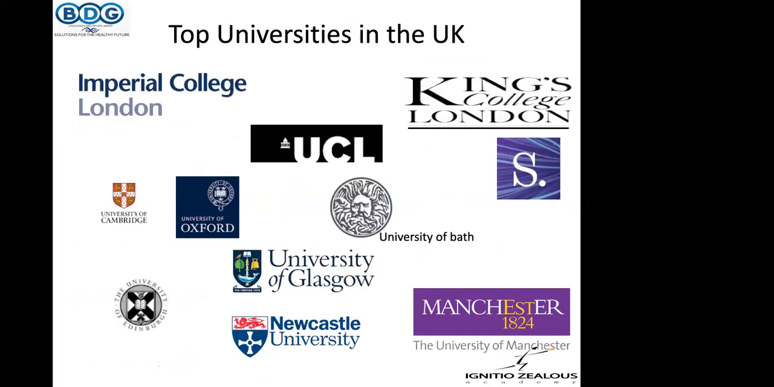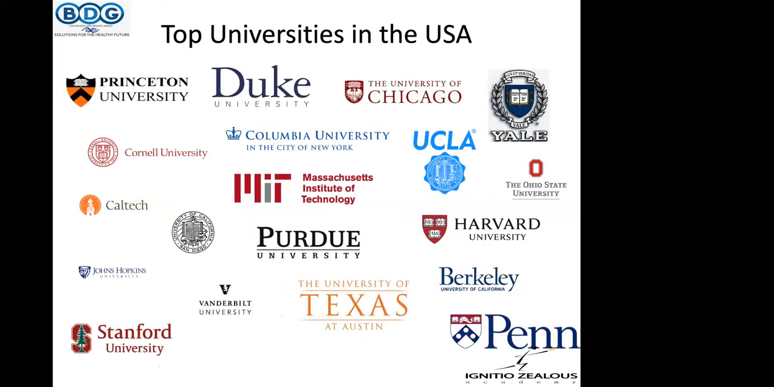Right. So I'm at the end of my presentation. What I thought is I can show you some nice logos of some top universities across the globe. Starting from the UK, these are some universities which are in the top 50 in the world. King's College, University of Glasgow, UCL, Oxford, Cambridge, Imperial College London, Edinburgh and all. US, again, it's a very big country. They have also decent universities, MIT, Purdue, Caltech, Stanford, Harvard, and all of these.